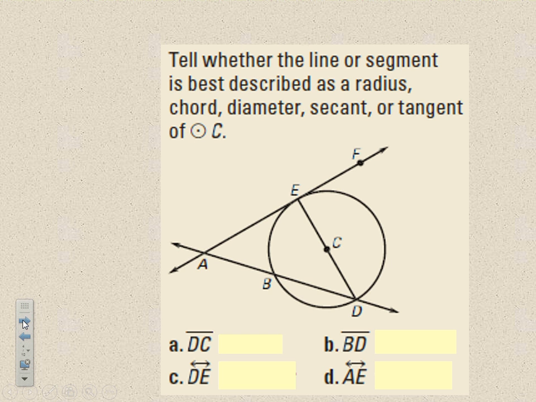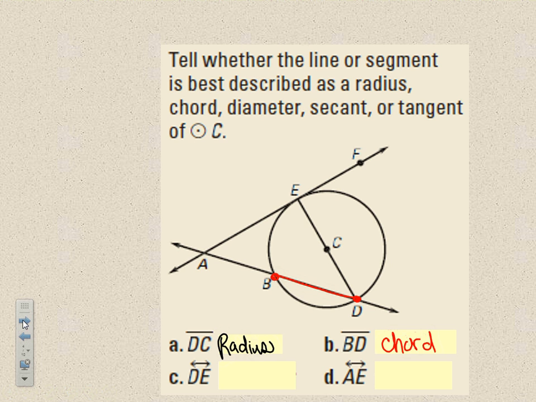Tell whether the line or segment is best described as a radius, chord, diameter, secant, or tangent of circle C. So segment DC. If you were going to highlight that on this picture, from D to C would be this part right here. What is that? Well, that would be best called a radius. What about B to D, that segment? B to D, that would be a chord because it's a segment whose endpoints are on the circle.